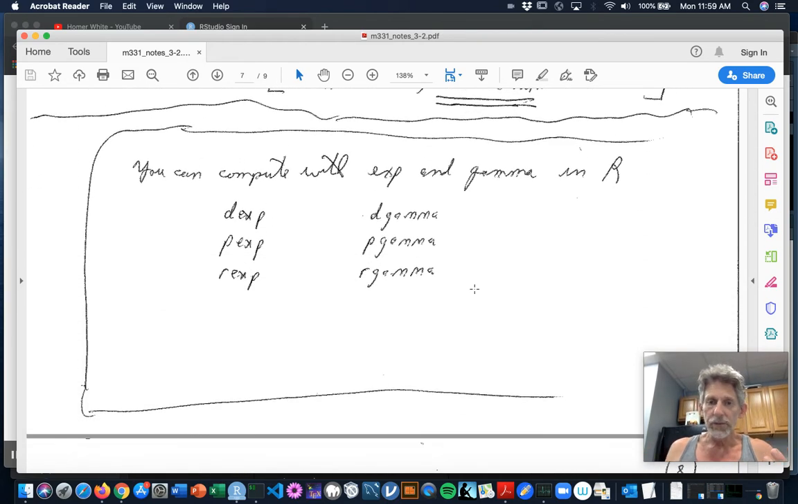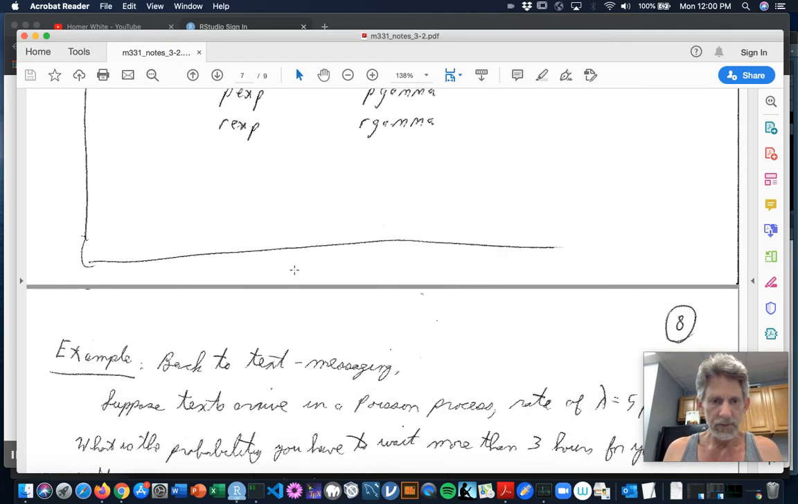If you need to, you can compute with R to get probabilities for exponential and gamma random variables. They come in the same family of functions. There's a D version for the PDF if you ever need it. There's a P version for your CDFs, and there's an R version for your random generation of such variables for simulations and things. So we'll get into that maybe in another screencast.